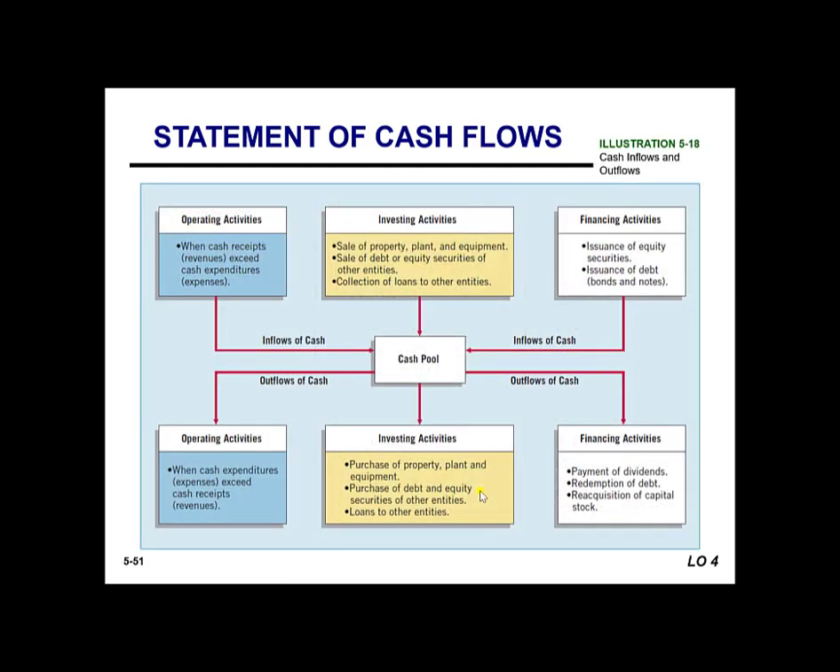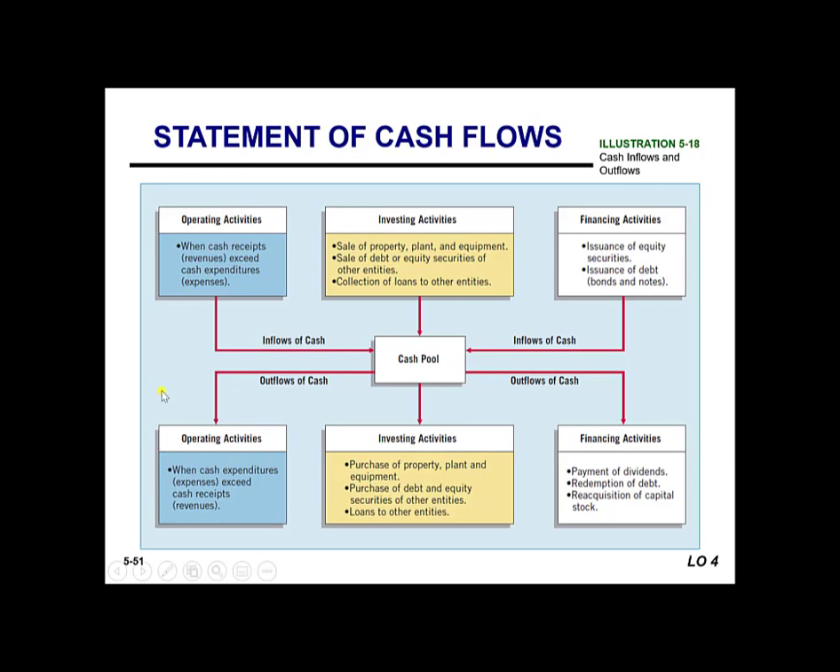This is a good illustration of cash inflows and outflows. At the top, you have your inflows of cash, and at the bottom, you have your outflows of cash under the different categories of operating activities, investing activities, and financing activities. Operating activity inflows are cash receipts from revenues when they exceed cash expenditures. Inflows from investing activities are sale of property, plant, and equipment, sale of debt or equity securities, or collection of loans to other entities. And financing activities are issuance of equity securities or issuance of debt.